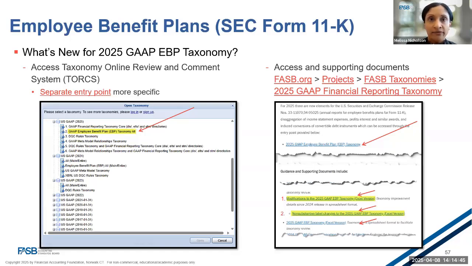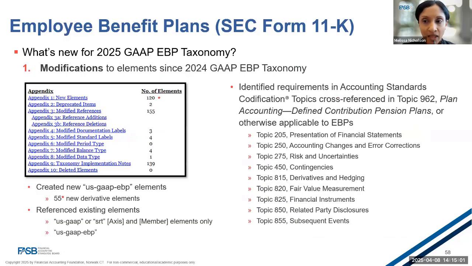Now, not only have we provided an Excel version of the 2025 US GAAP EBP taxonomy, but we've also included 2 additional files. The first is the modifications file, and the second being a non-substantive label changes file, which I'll cover in more detail starting on the next slide, please.